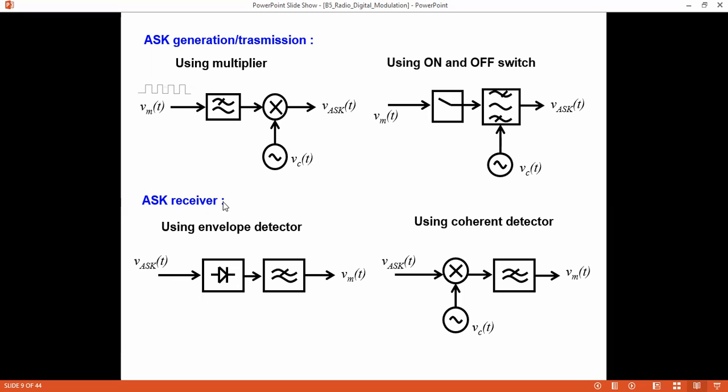For detection, we can detect using an envelope detector. This is very similar to our full AM signal. You can also use a coherent detector, by multiplying our ASK signal with the locally generated carrier.